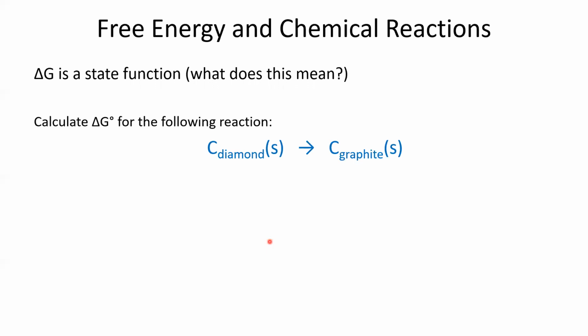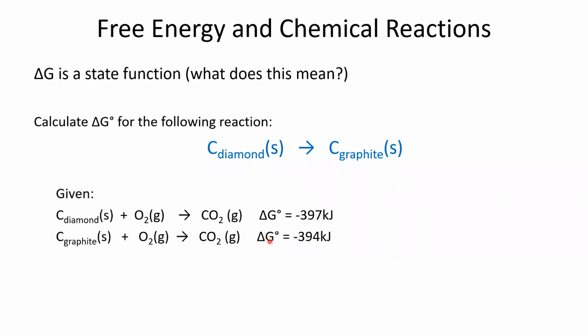So let's say we want to find the free energy change for diamond changing to graphite. This is the information that we're given. This isn't something that we can use the Gibbs free energy equation on. We don't have delta H and delta S, so that's not going to work. And we're not given the free energy values for the products and the reactants, so we can't use that.